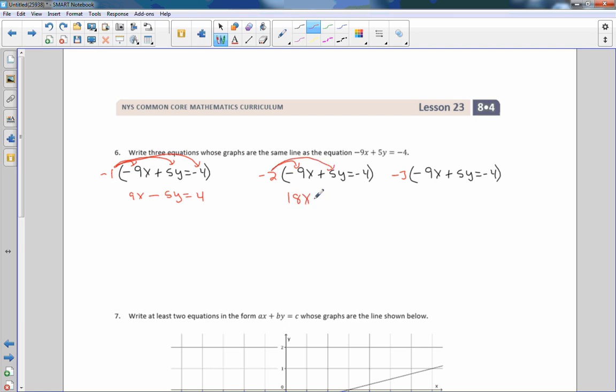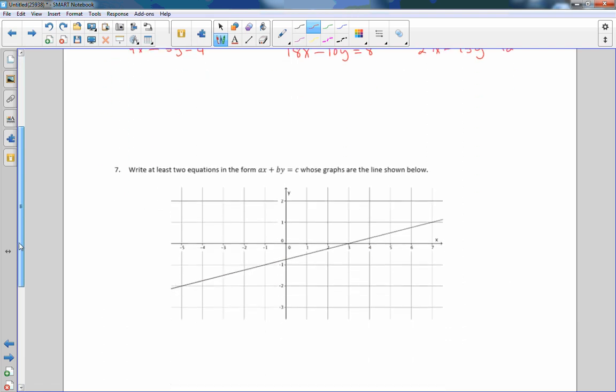Negative times a positive is negative. 2 times 5 is 10. Negative times a negative is positive. 2 times 4 is 8. Negative times a negative is positive 27x. Negative times a positive is negative 15y. Negative times a negative is a positive 12. Okay, so there's 3 equations that are equivalent. And they're in standard form now because there's no negative a's or fractions.